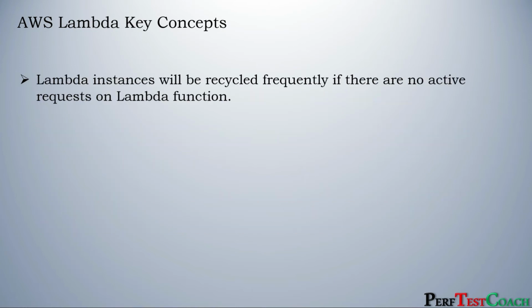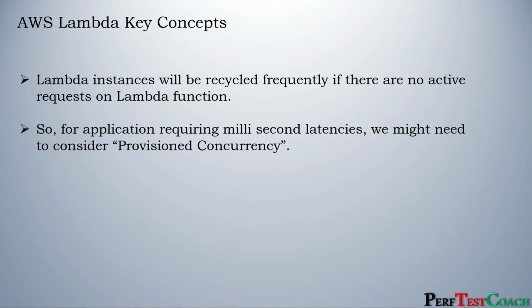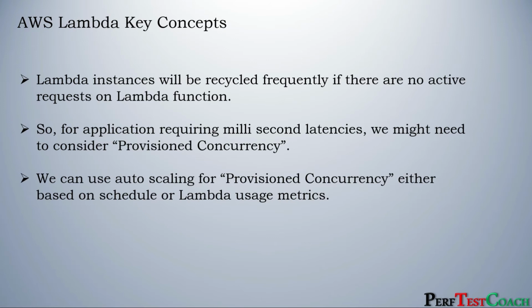Lambda instances will be recycled frequently if there are no active requests on Lambda functions. Your Lambda may be recycled after 5 minutes or 5 hours. Basically, AWS decides the recycling frequency, so we don't have any control over this. So for applications requiring millisecond latencies, we might need to consider provisioned concurrency. We can use autoscaling for provisioned concurrency, either based on a schedule or Lambda usage metrics. Instead of running your Lambda function 24/7, you can scale up and scale down your provisioned concurrency using the autoscaling feature.